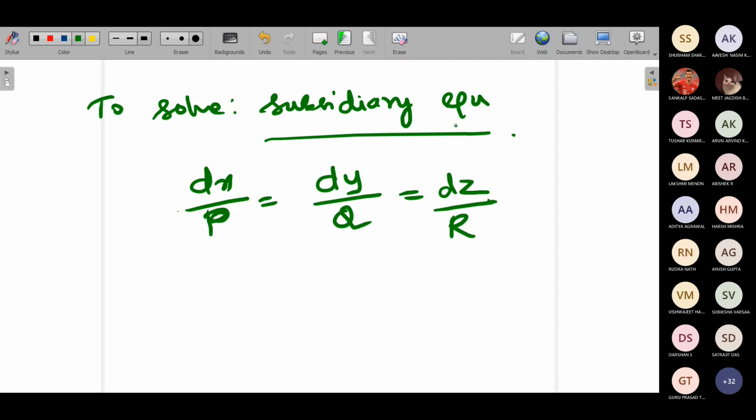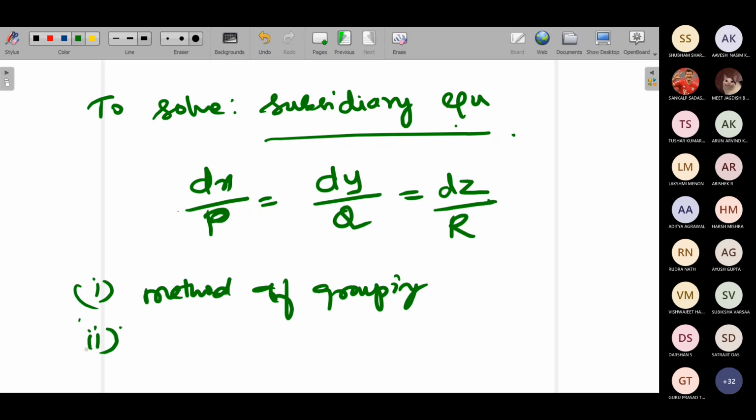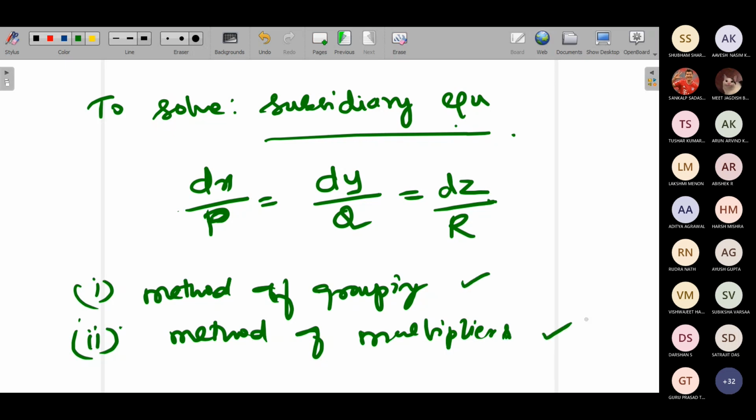So we are going to rewrite the given problem in the form of dx by capital P, dy by capital Q and dz by capital R. Our aim after writing this subsidiary equation is to solve it. To solve this, we are going to use the method of grouping or the method of multipliers.